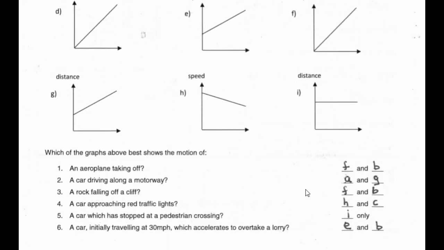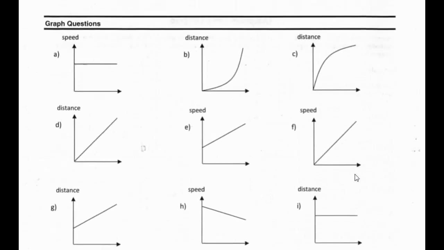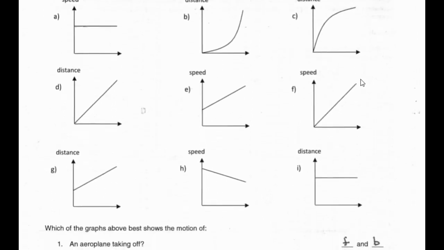Question 3, a rock falling off a cliff, F and B. Why is it F and B? Well, here F is showing the speed time graph. The speed is increasing, and it's increasing uniformly, which means that there's a constant acceleration. What gives a constant acceleration? Gravity. So something that's moving in a gravitational field will be falling at a constant rate.